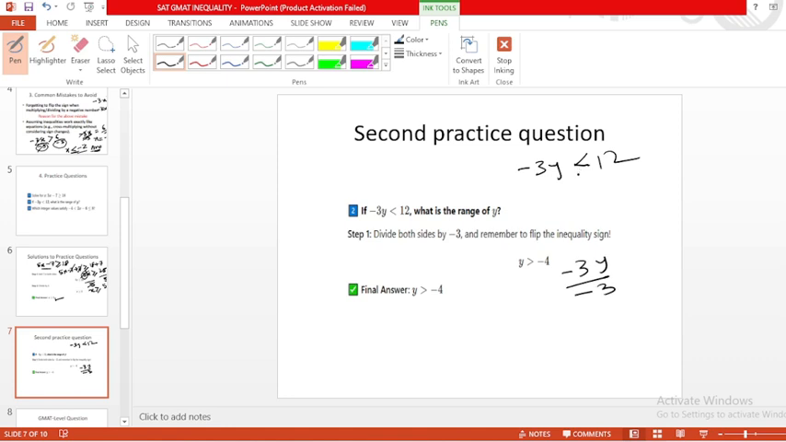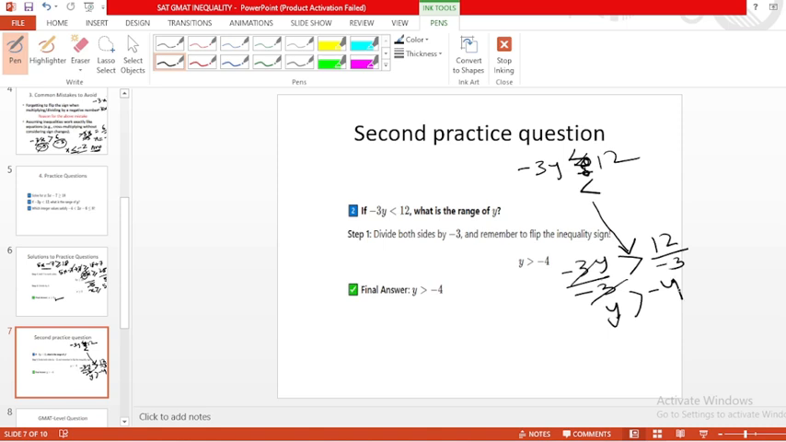So this inequality sign will be flipped to this side. 12 divided by minus 3. This sign will be flipped here, because we are dividing by a negative number. So we get y should be greater than minus 4.